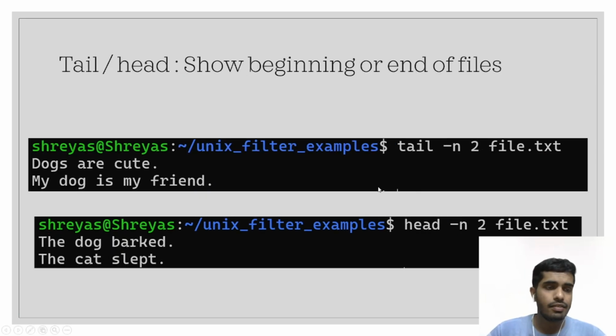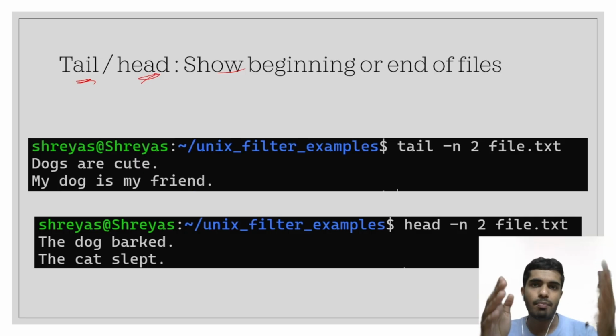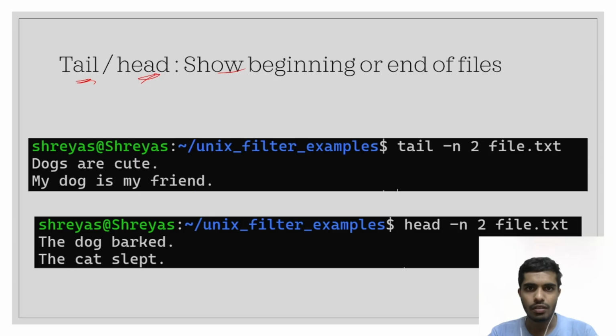The next and final command is tail and head. They show the beginning or an end of a file, right? So let's say I have a list of employees and I want to see the first three employees from the starting. So I will use the head command, and I can get the data of the top employees. And if I want to see the bottom employees, I can use the tail command.